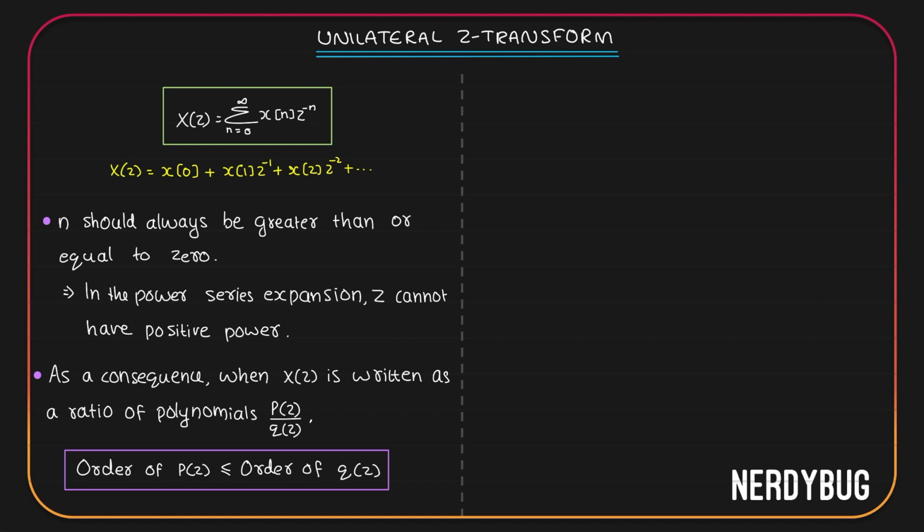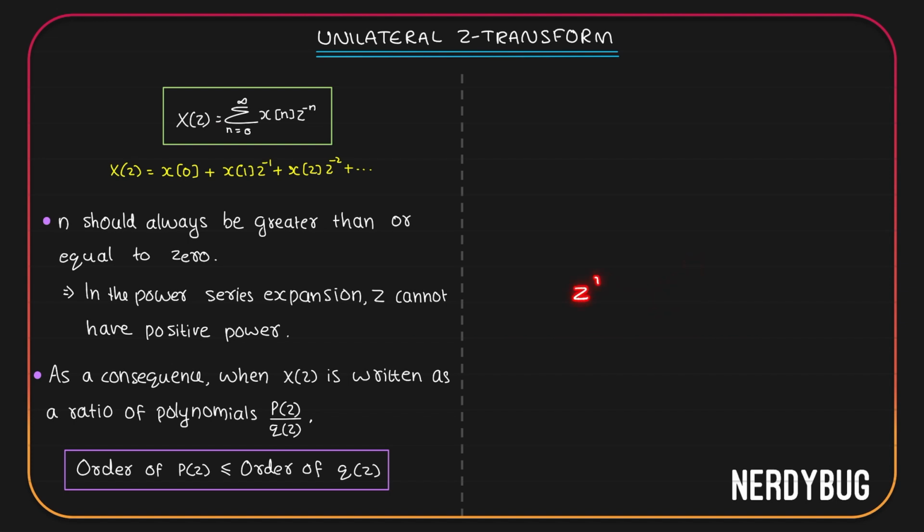Let me explain the reason. Assume that the numerator has higher power. Then if you do the long division, the answer will have positive powers of z in it. For example, z cubed divided by z squared. This will give you z, which has a positive power. But z squared by z cubed will give you z^(-1), where z has a negative power.